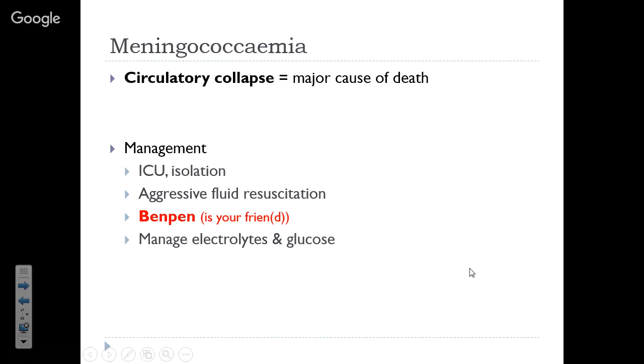Circulatory collapse is the major cause of death. So to manage that, you want to admit to ICU for aggressive fluid resuscitation. Antibiotic-wise, benpen is your friend, again, according to the guidelines. And with that, you'd also want to be managing your electrolytes and glucose levels as well.